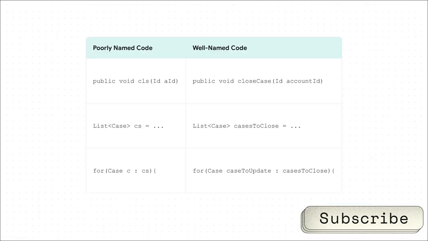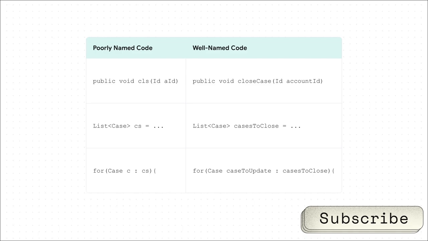Just take a look at this comparison. It's fascinating because both columns of code do the exact same thing. But look at the left side. CLS, AID, CS, C. What does any of that actually mean? You have no clue without digging in, and probably needing a bunch of comments.